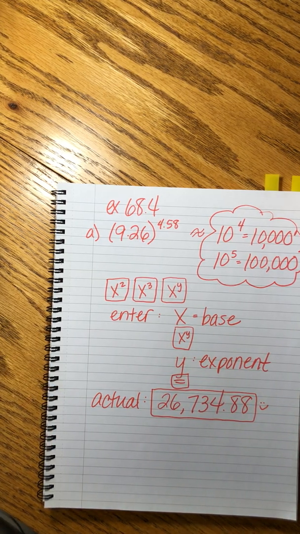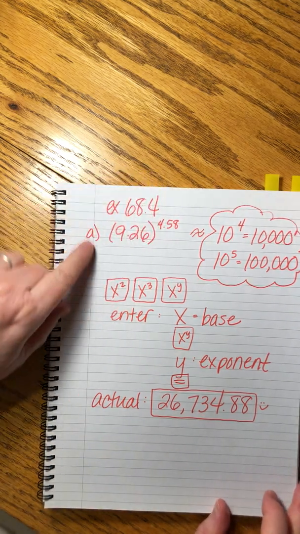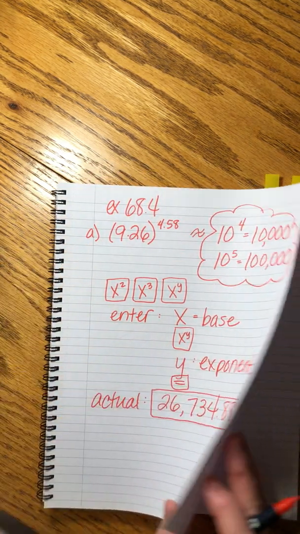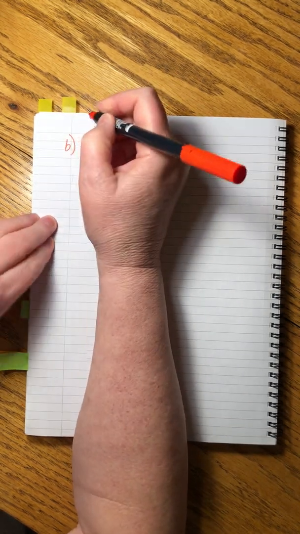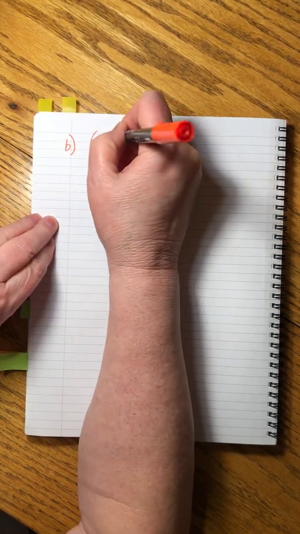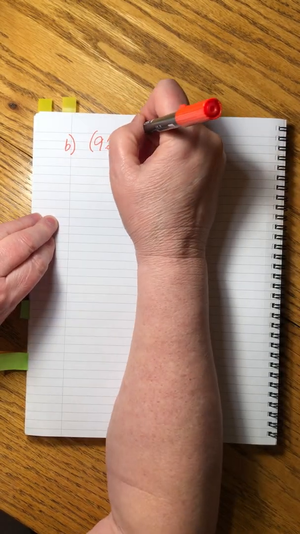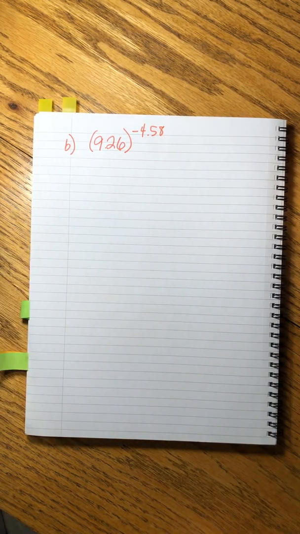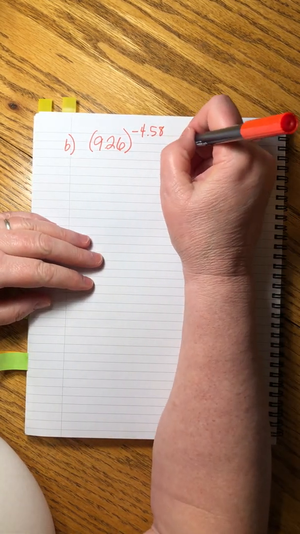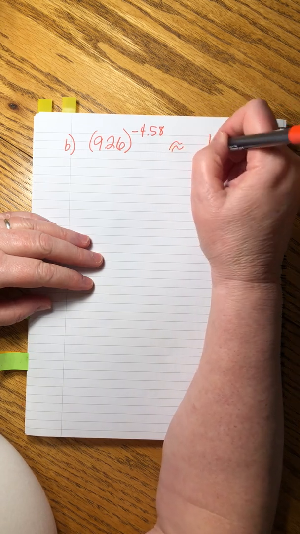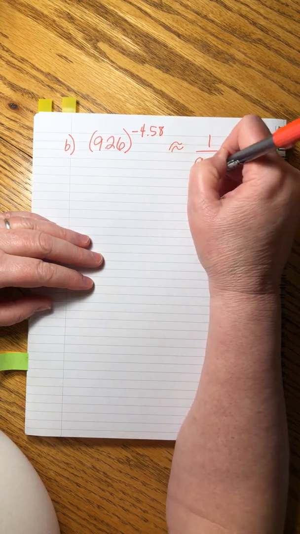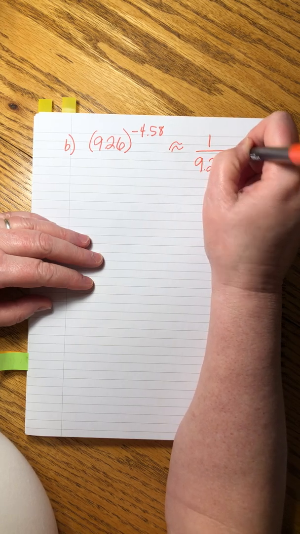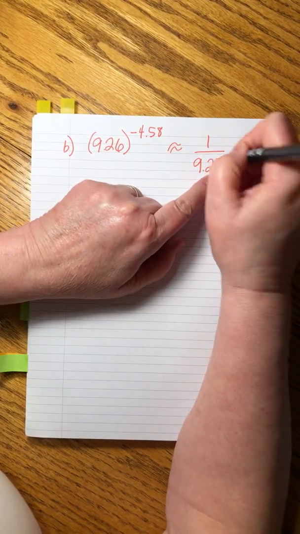All right, the last part, which is part B of this, I'm going to flip my paper, I should say. Here's B. This time, we've got the same base, 9.26, except we want to do it to the minus 4.58. What on earth? Okay, well, we know that this is equal to 1 over 9.26 to the 4.58.